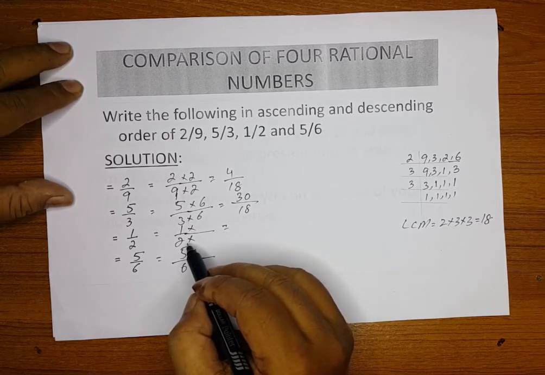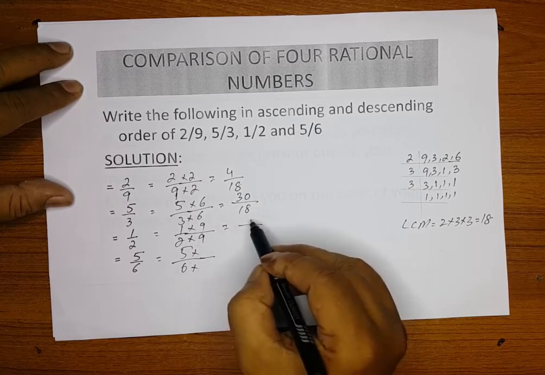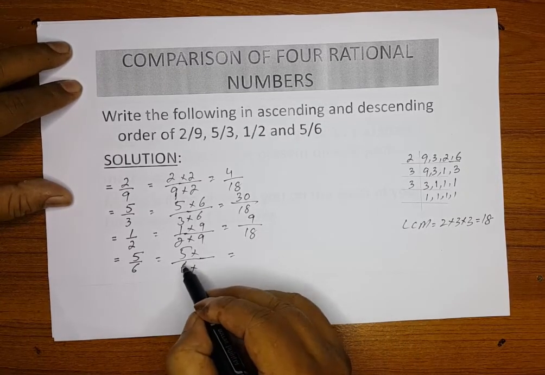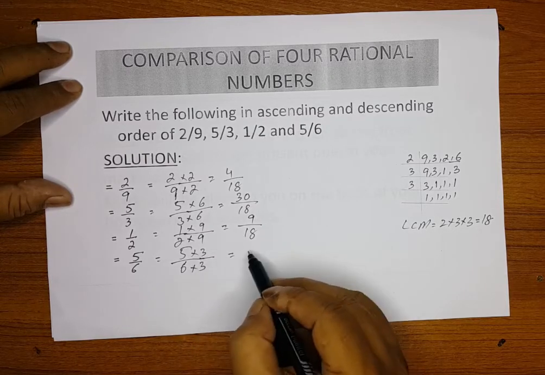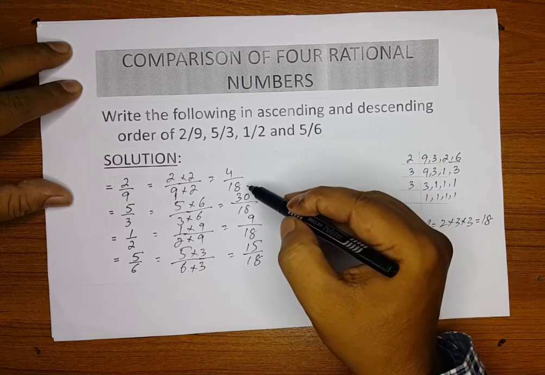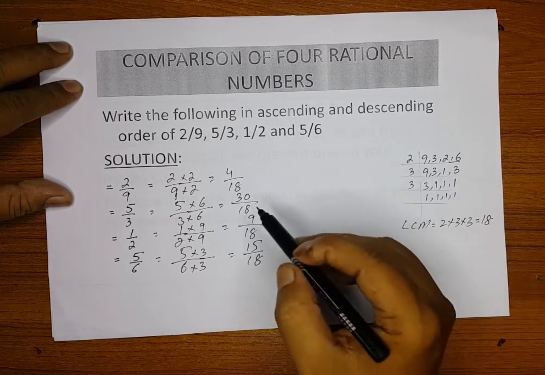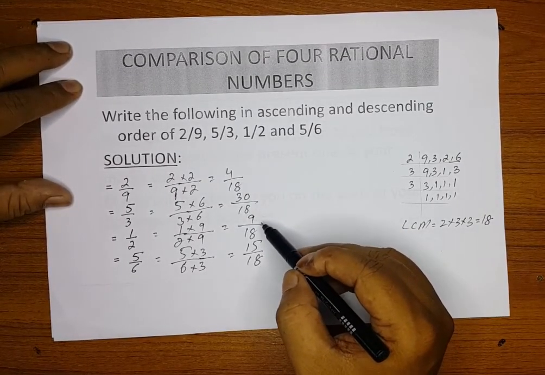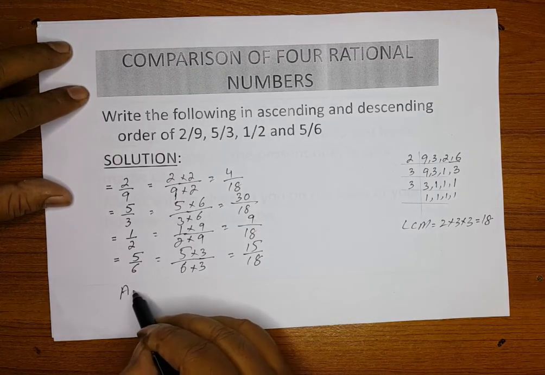Then we want to make 2 into 18, multiplied by 9 up and down. 1 nines are 9, 9 twos are 18. Then we want to make 6 into 18. If we multiply up and down by 3, then 3 fives are 15 and 6 threes are 18. So watch here, all our denominators are the same, and that is equal to our LCM 18. 4 upon 18, 30 upon 18, 9 upon 18, 15 upon 18.